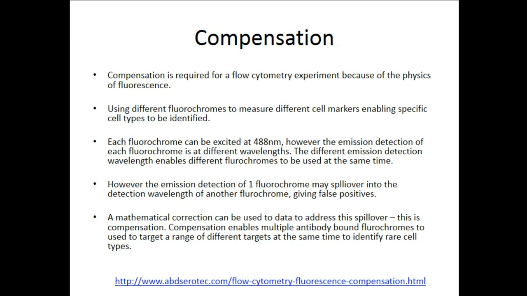However, the emission detection of one fluorochrome may spill over into the detection wavelength of another fluorochrome, giving you false positives. A mathematical correction can be applied to the data to address this spillover. This is known as compensation. Okay, and there's a link you can follow in your own time to give you more information on compensation. Compensation is probably the most difficult aspect of this particular practical to get to grips with.